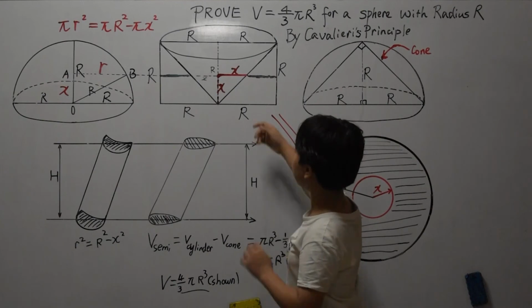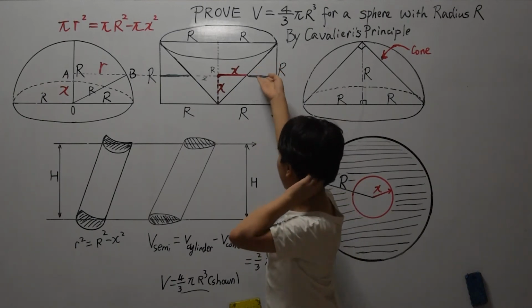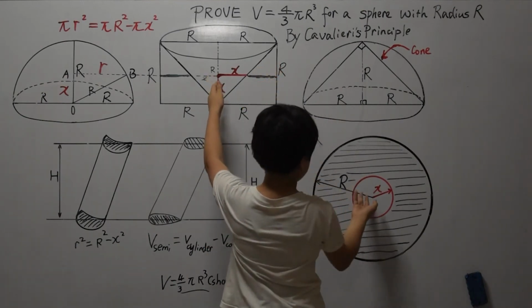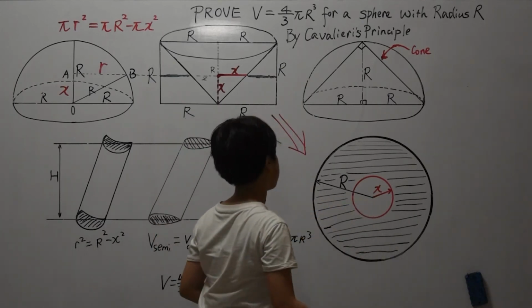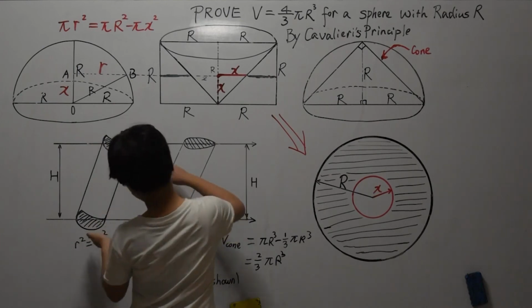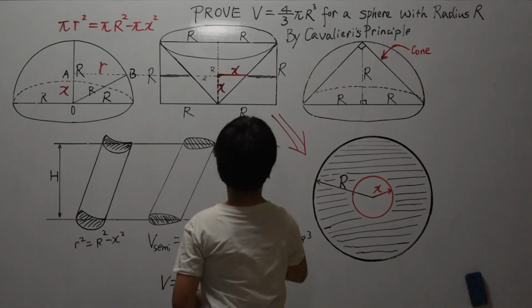But sometimes when we try to understand why it perfectly becomes like this, you might not be able to understand. So it's basically about Cavalieri's principle.